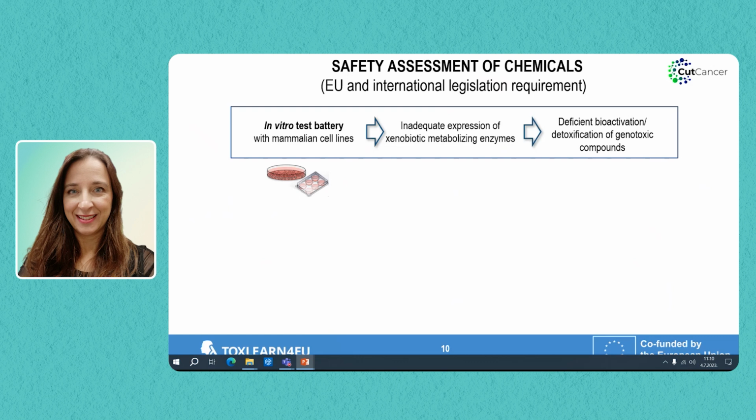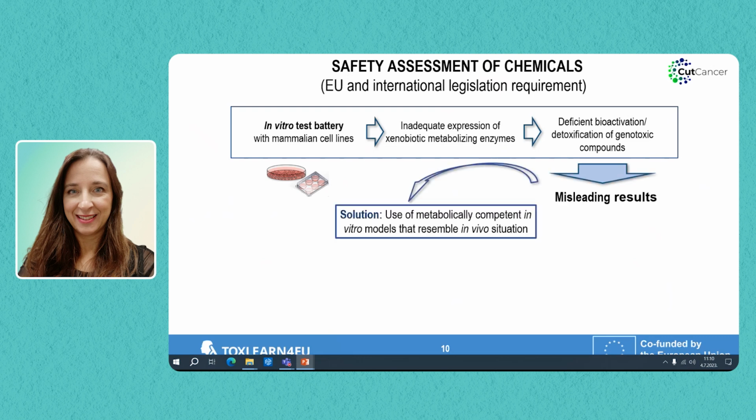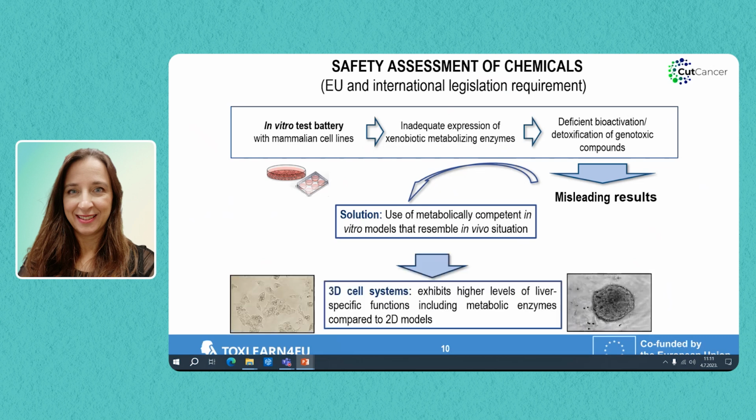But the truth is that these cells that are available in research inadequately express the metabolic enzymes that are activating and detoxificating the xenobiotic substances. And therefore, we have these misleading results. So what would be the solution? We have to use better metabolically competent in vitro models that would, of course, resemble the in vivo situation, what we actually get in real life. So 3D models could be this possibility because they exhibit a higher level of liver-specific functions, including metabolic enzymes.